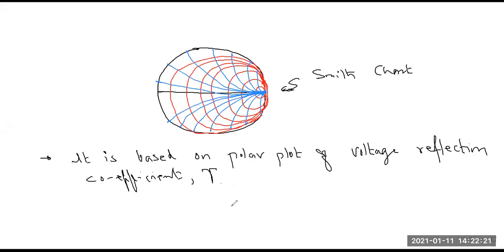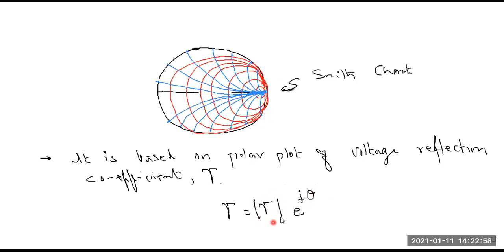So let me explain this concept. The reflection coefficient, if you remember, is a complex quantity. If I want to represent this complex quantity in polar form, I need to have its magnitude and its phase. So there are two things associated with the voltage reflection coefficient: one is the magnitude, and the second is the phase.